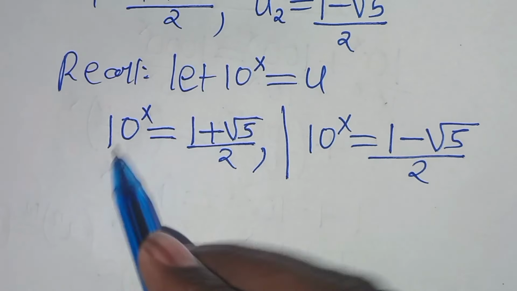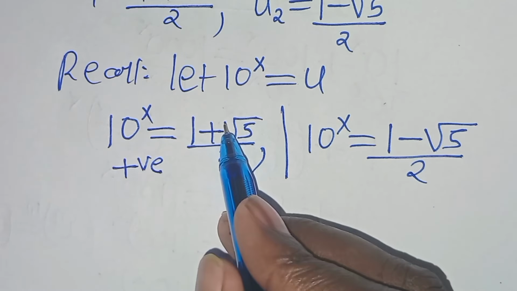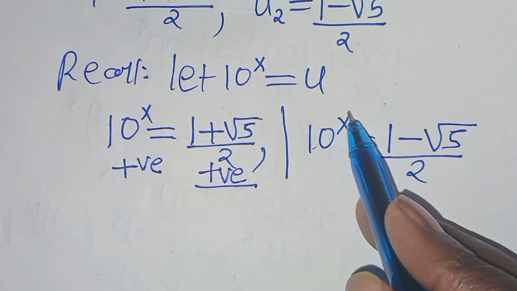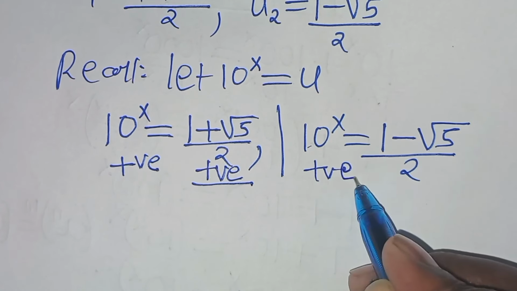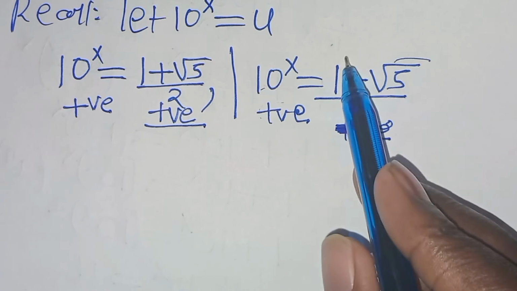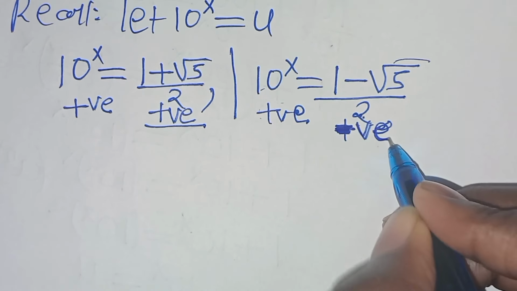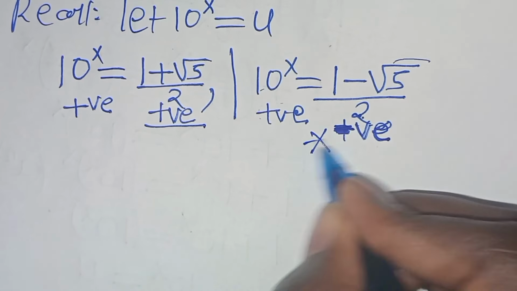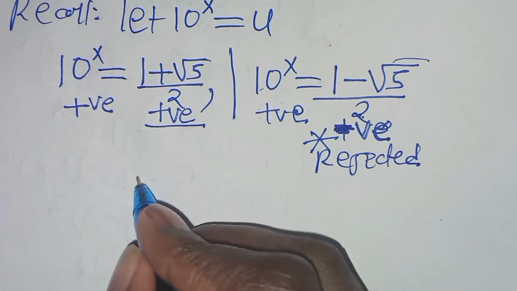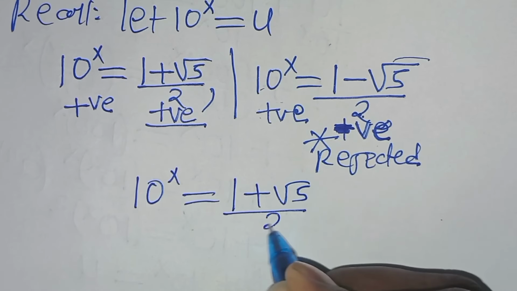So this implies that 10 raised to the power x is a positive value, and 1 plus square root of 5 divided by 2 is also a positive number. But 1 minus square root of 5 over 2 will give us a negative value. So in this case, this part is rejected. So let's proceed with 10 to the power x equal to 1 plus square root of 5 over 2.